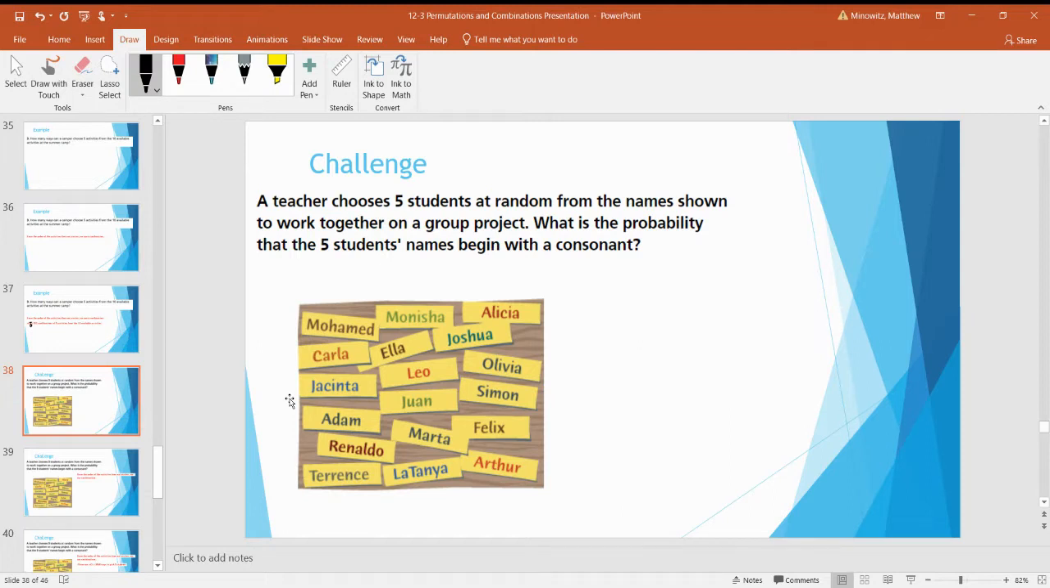Okay, so here's some hints if you haven't finished this problem yet. How many different ways can we choose 5 of all of the students? And then how many ways can we choose 5 of the students whose names begin with a consonant?